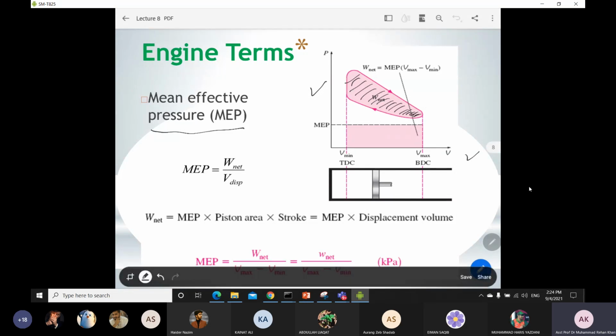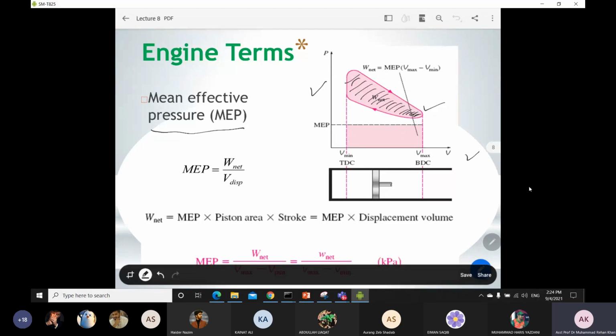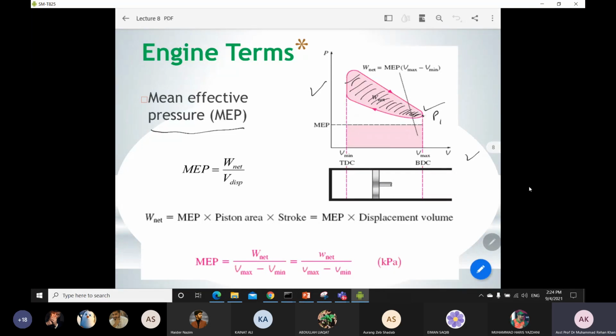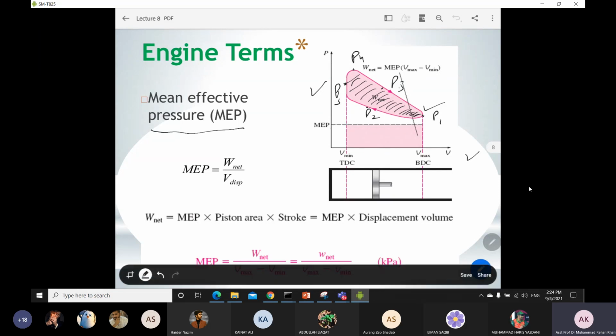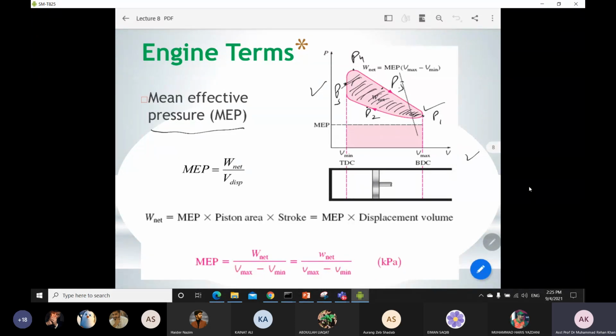Okay, so for example, this is the area for your real cycle, and there was some pressure over there. You can call this P1, this P2, this P3, this P4, or this P5. So there are some pressures by which you have to create this type of cycle. But in order to compare the performance of two different engines, we do not want to calculate this area under the curve every time for each one. It would be very difficult.